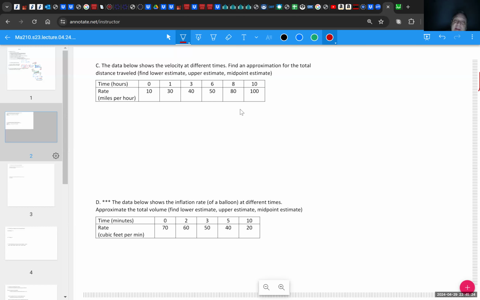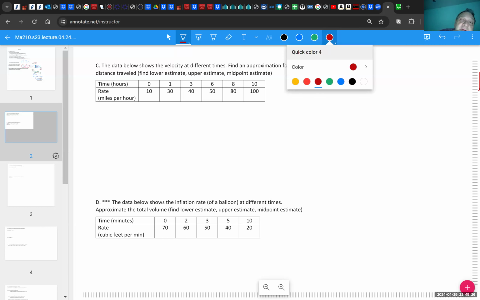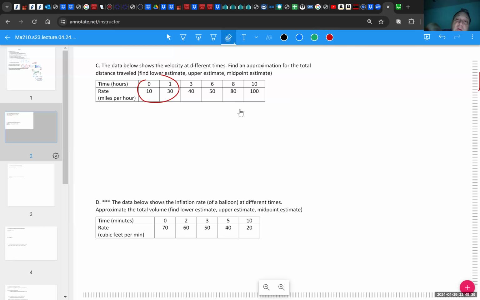In between, like between 0 and 1, we don't know that it steadily went from 10 to 30, or if it sped up close to 30 really fast and then slowed off or steadied off to be 30, or whatever version of this. So we do only get an approximation. But this again is serving a bigger purpose.